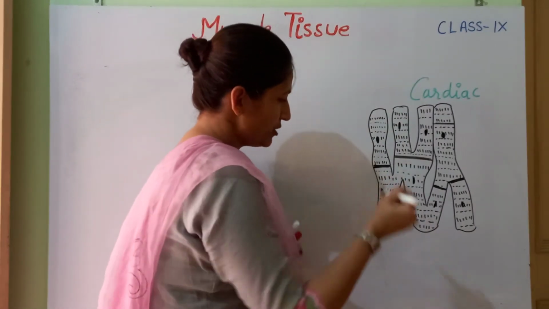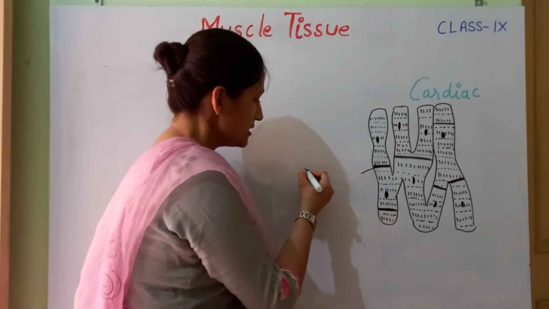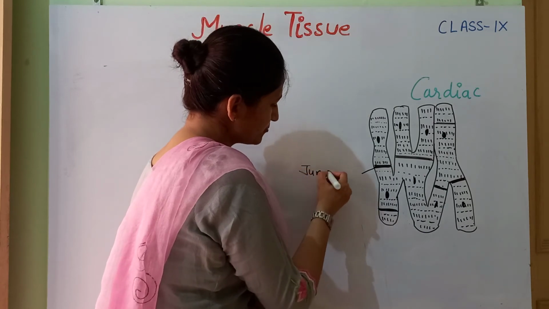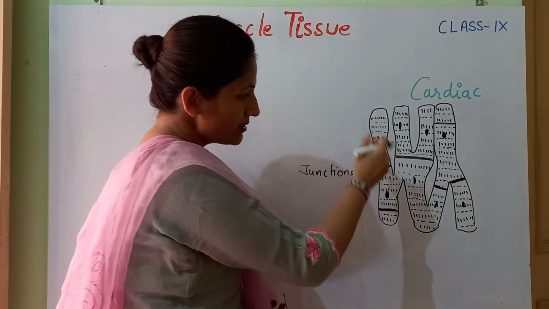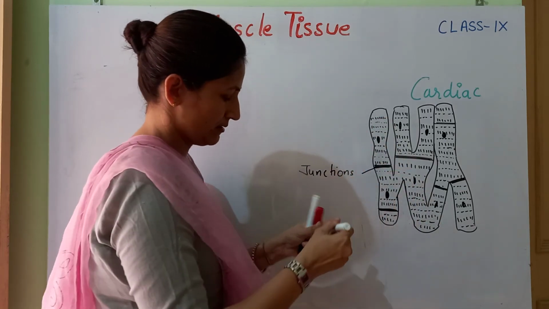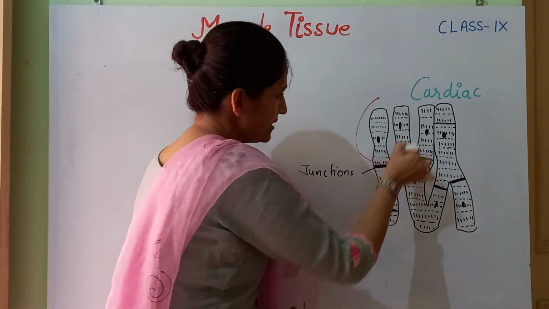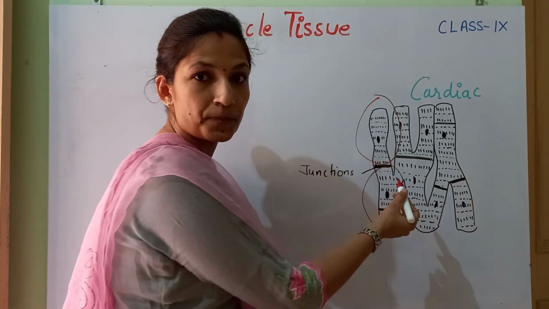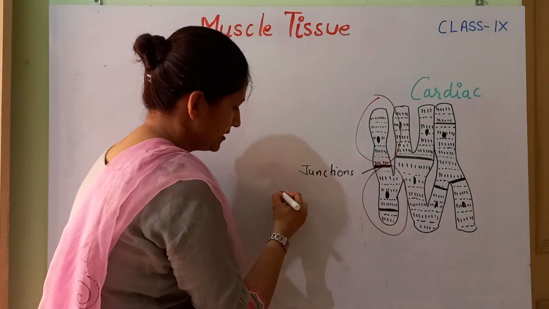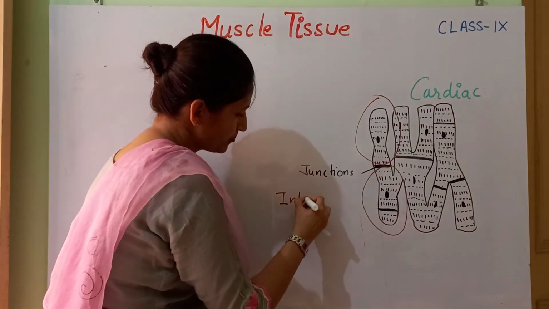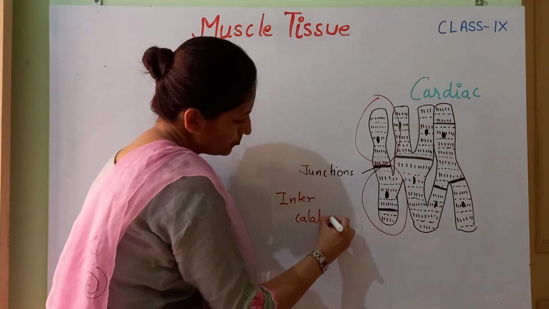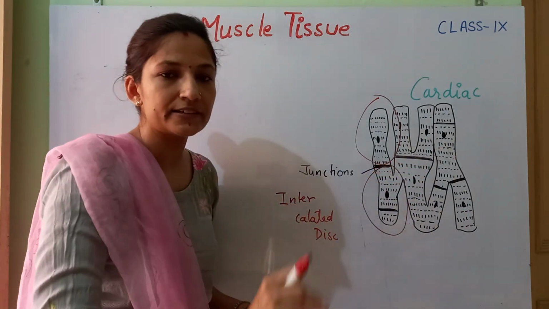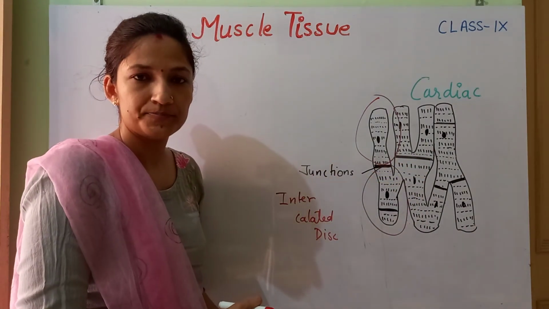These dark structures you can see in between are the junctions. What are they? These are the junctions between the cells. This is one cell, this is one cell, this is another cell, and they are connected with the junctions. These junctions are intercalated discs. Okay, these are the intercalated discs. This is the special characteristic of the cardiac muscle.